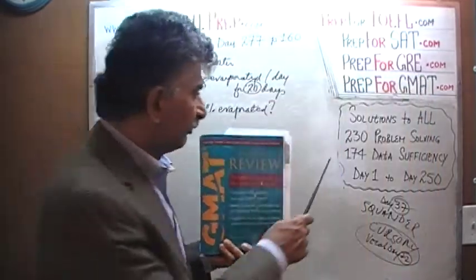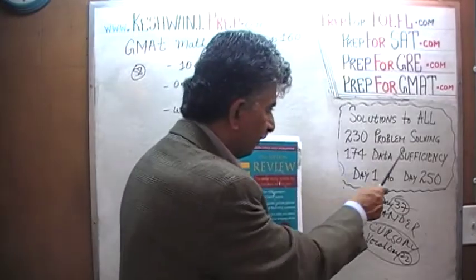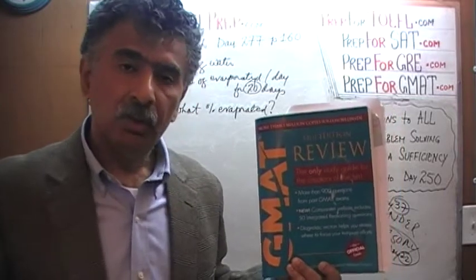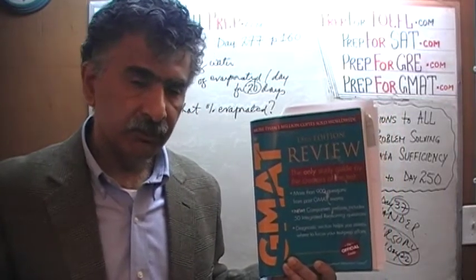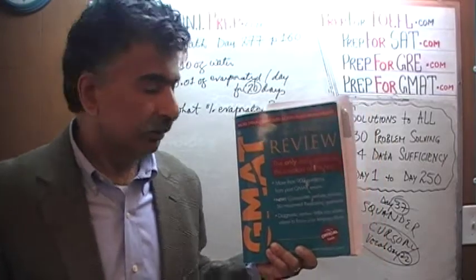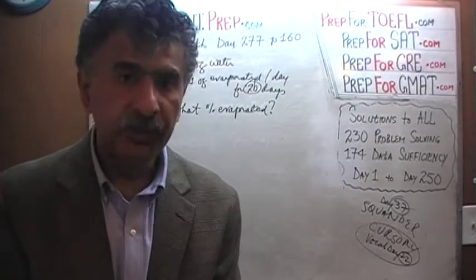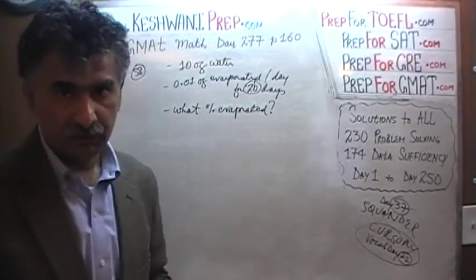This book contains 230 problem-solving questions. It has 174 data sufficiency questions. We have already solved every single math problem from the book. If you're interested in watching any one of the original solutions to the problems, you will find the original solutions from day number 1 through 250. Right now we are in the middle of redoing the problems and we are on page number 160. Let's take a look at it.